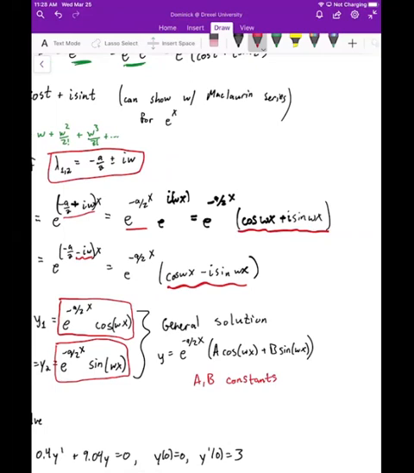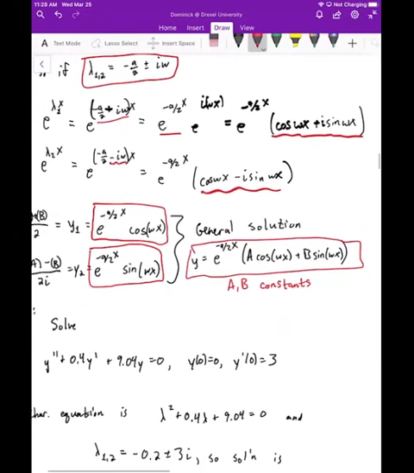All right. And again, the idea here is that you don't have to do this every time. Once you find your imaginary eigenvalues, you can just go right to this general form. All right. So let's go ahead and we'll do an example.